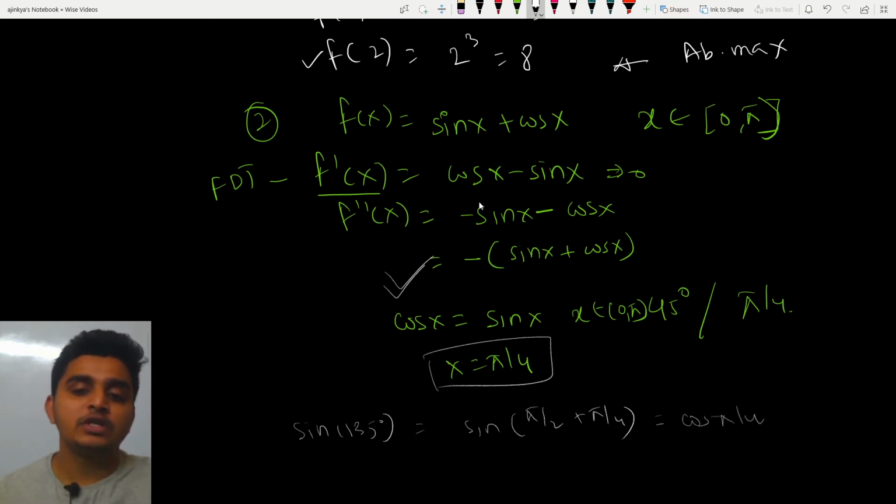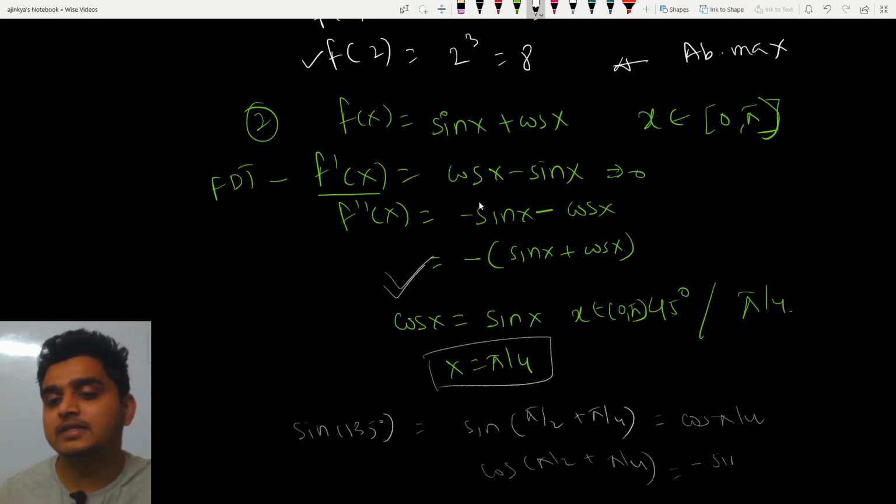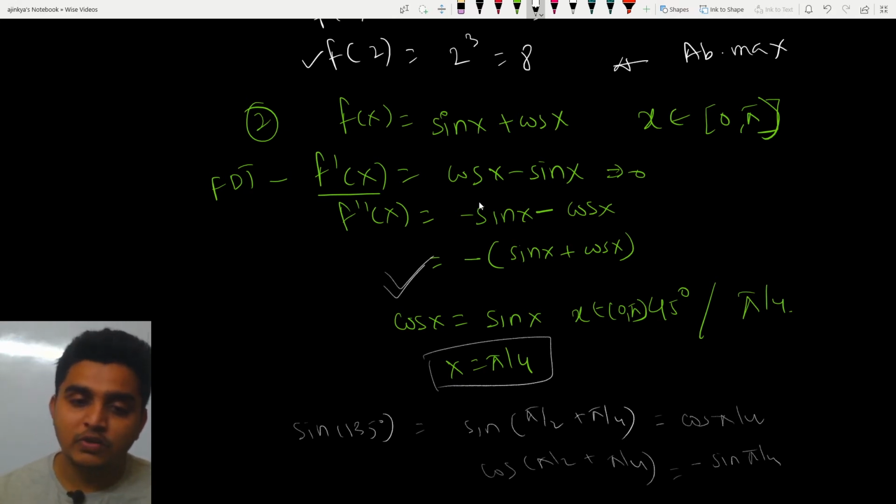But what is the value of cos of pi by 2 plus pi by 4? Since it is cos of 135, it is going to be negative sine of pi by 4. So here you can clearly see that these two values are not equal, and hence the only angle we have is going to be 45 degrees.